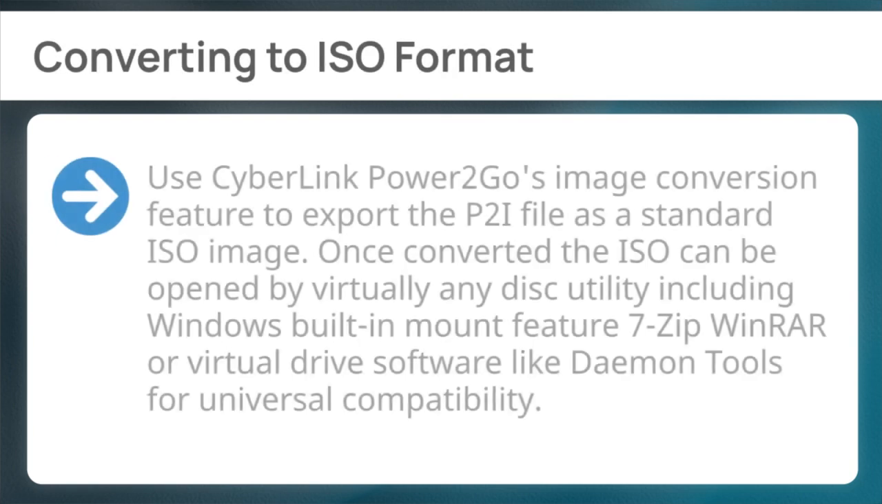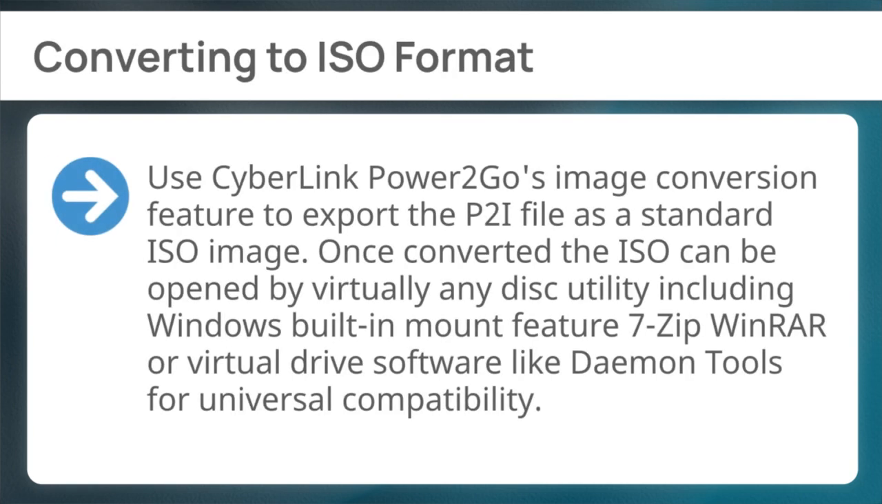Next, converting to ISO format. Use CyberLink Power2Go's image conversion feature to export the P2I file as a standard ISO image. Once converted, the ISO can be opened by virtually any disk utility, including Windows built-in mount features, 7-Zip, WinRAR, or virtual drive software like Daemon Tools for universal compatibility.